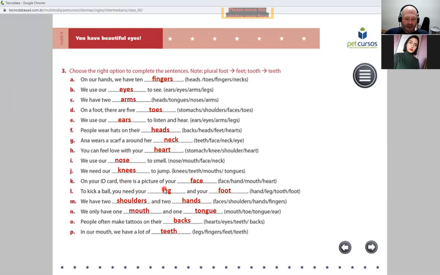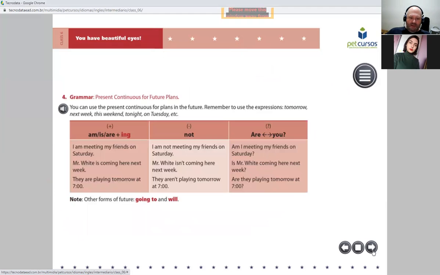Ok, very good. Ou. Traduza ou para mim. Ou. As pessoas normalmente fazem tatuagem em suas costas. Em suas costas, yes. Perfect. Very good, Natalie. Let's go on.